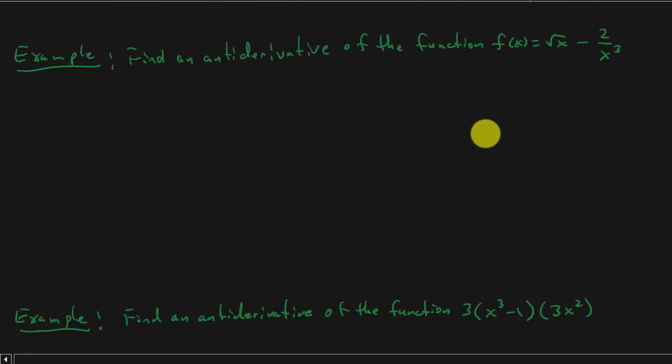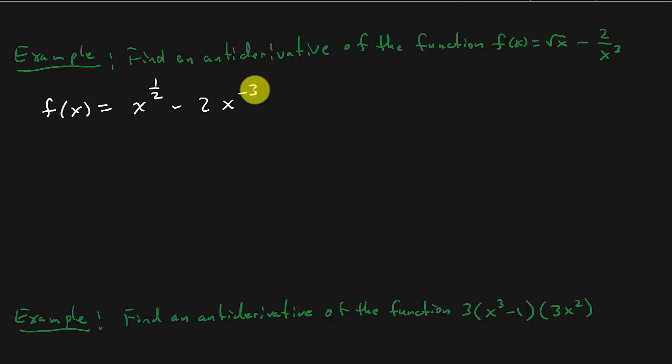All right, so let's look at this one. Find an antiderivative of the function f of x equals the square root of x minus 2x cubed. The first thing we want to do is rewrite this function. This square root of x, we want to write as x to the 1/2, and then minus, this right here I want to write as 2x to the negative 3. Okay? All right. Now, let's figure out what the antiderivative is.